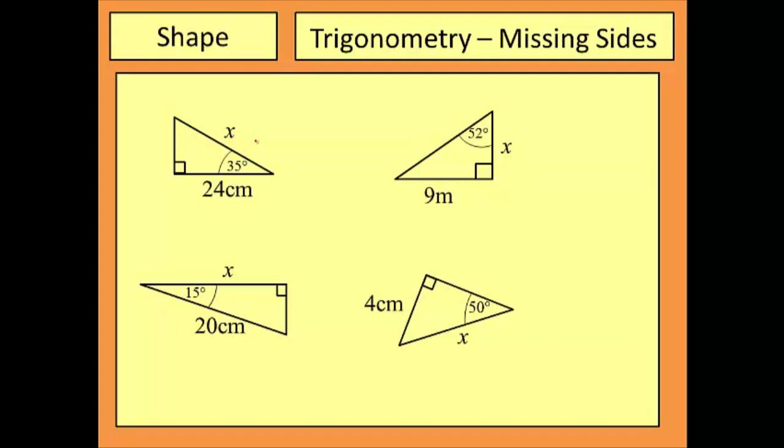The third thing is to check that your calculator is set up in the right mode. Your calculator should display a D in the top line. If it says R or if it says G, you will need to get this mode changed. Pause the video here and have a go at these for yourself. Hit play when you're ready for the answers.